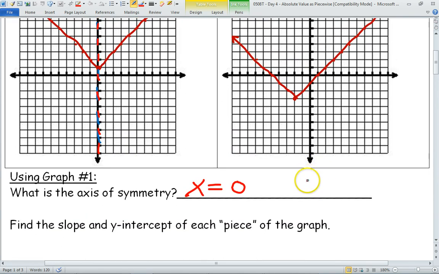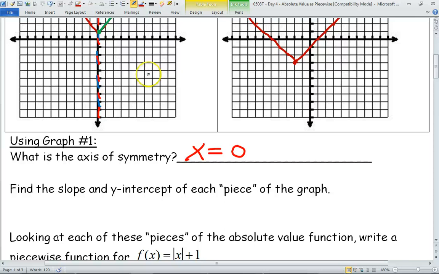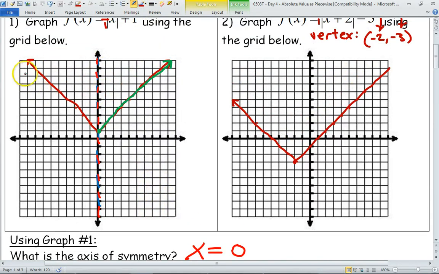Now, let's do each piece of this graph separately. Maybe I should color these. I'm going to make one part of this graph green and let the other part stay red. We are supposed to write the equation of each piece of this V, so find the slope and y-intercept of each piece. Dealing with the red piece on the left, the slope is down 1, right 1, so the slope is negative 1. Now, how about the y-intercept? It hits the y-axis at positive 1, so the y-intercept is 1. Now, let's do the green side.